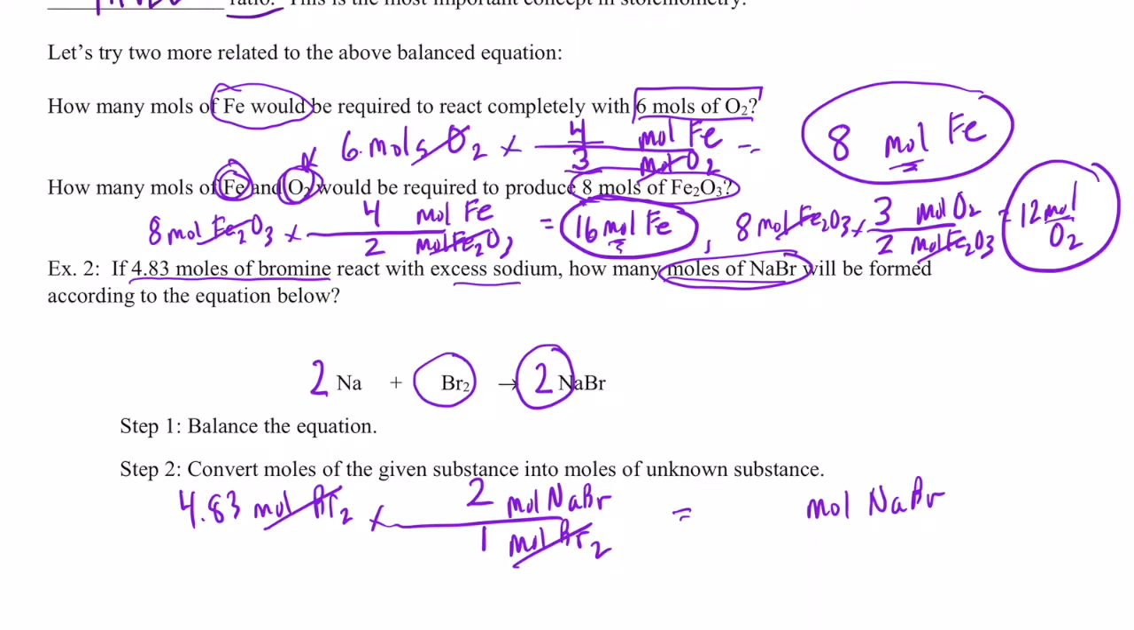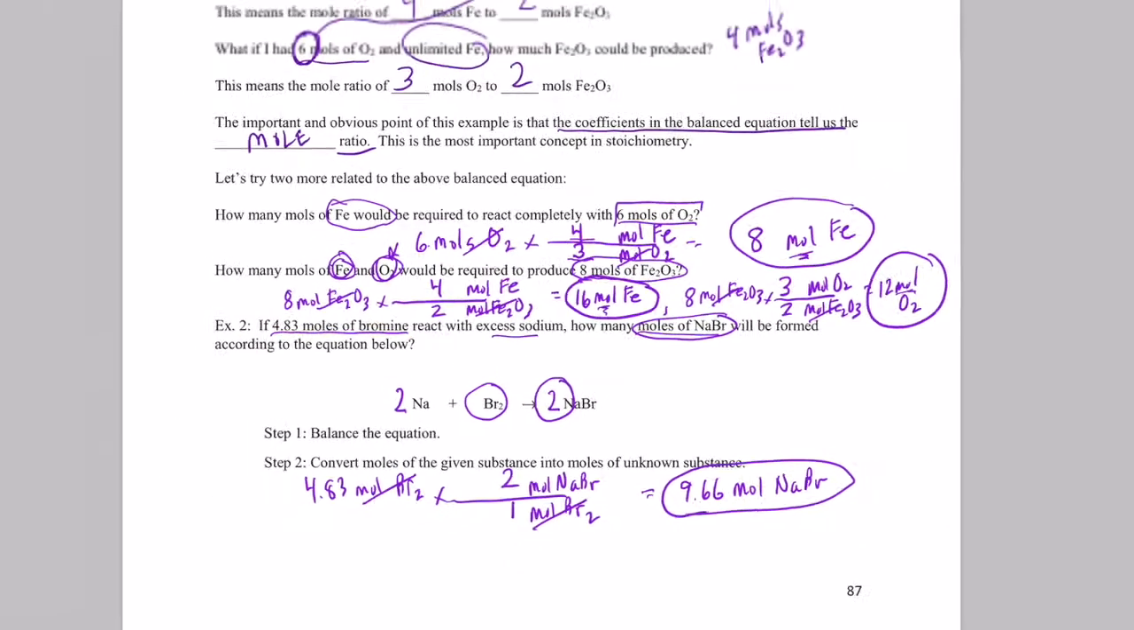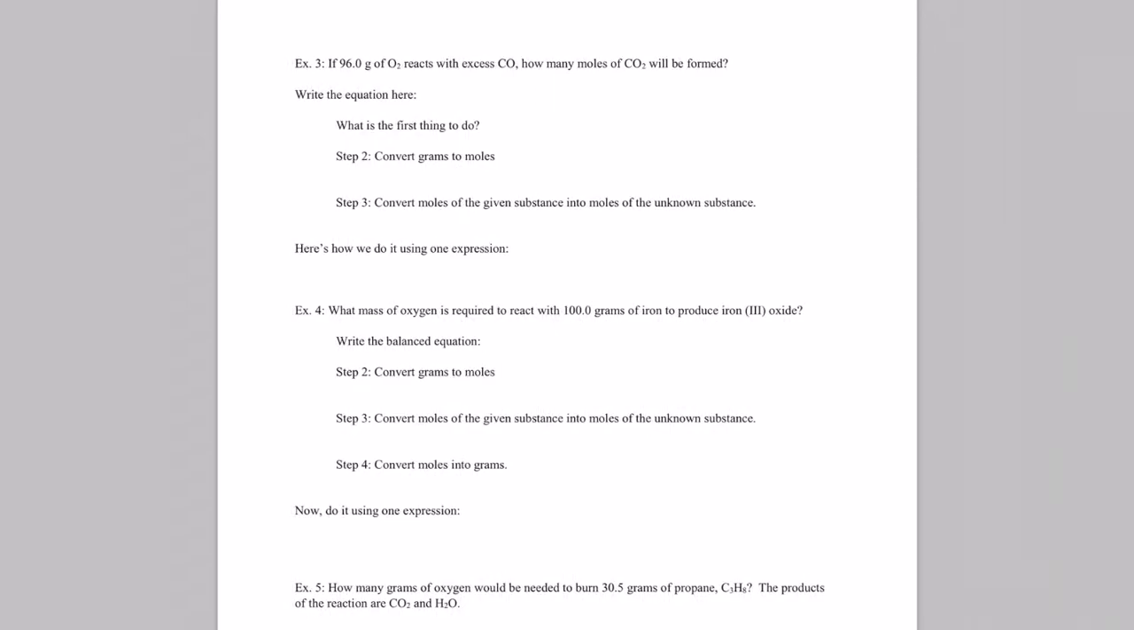And we end up with 9.66 moles of NaBr can be produced. Not too bad, is it? Yeah, this is sort of fun, isn't it?